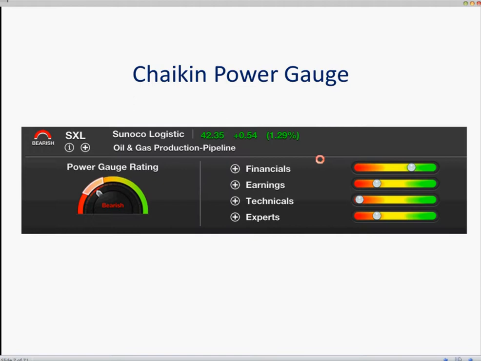Well, here's how we do it. We've created the Chaikin Power Gauge rating. It's a gauge, looks like the gas gauge on your car. It goes from very bearish or red to very bullish or green. We've taken the same data that you saw on the previous screen, and we've distilled it down, as you'll see in the next slide, to 20 factors in 4 components. It's powerful. It's proven itself. It works. And it's all distilled down to a rating that anybody can understand.